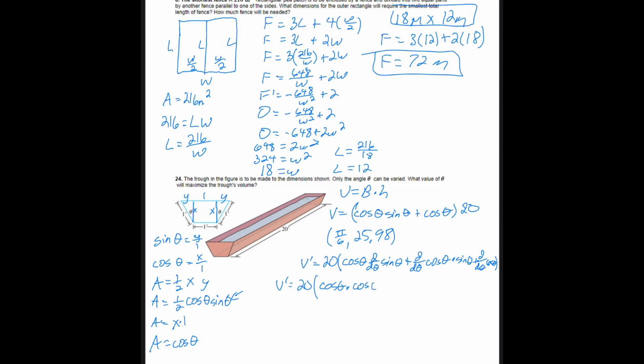So v prime equals 20 times the cosine theta times cosine theta, right? The derivative of sine theta is cosine theta, plus the derivative of cosine theta is negative sine theta times sine theta, minus sine theta. And then we can do some multiplying. This is v prime equals 20 times cosine squared theta minus sine squared theta minus sine theta.